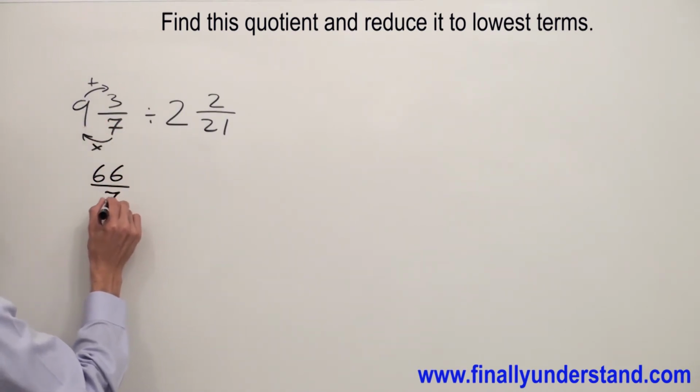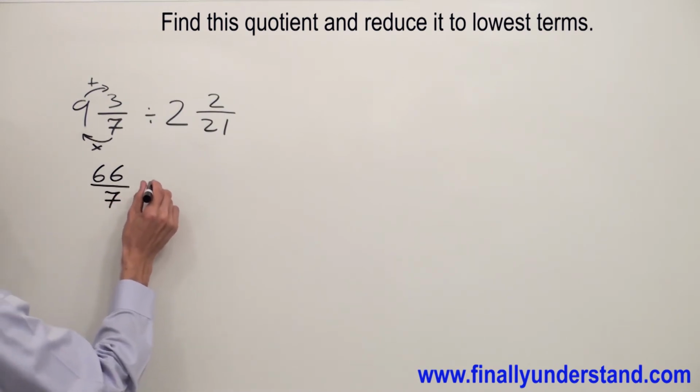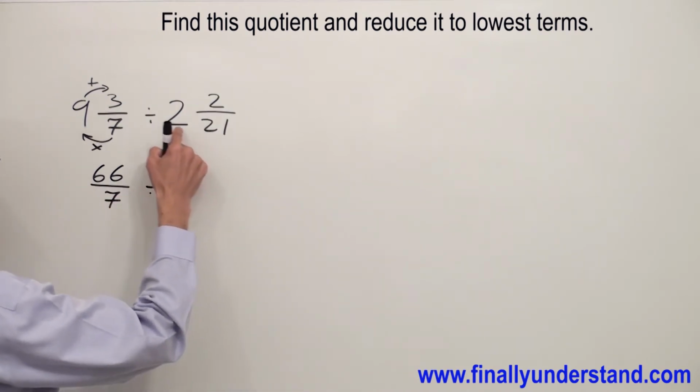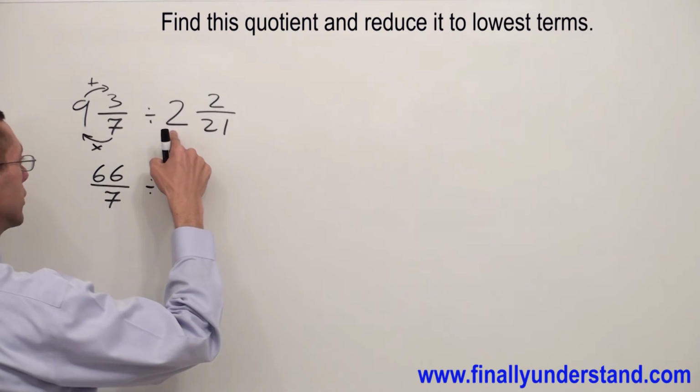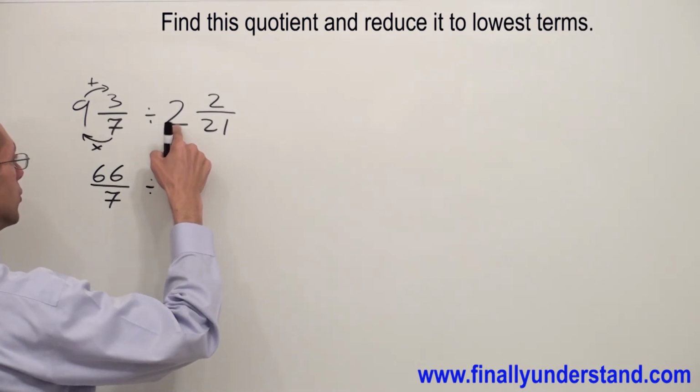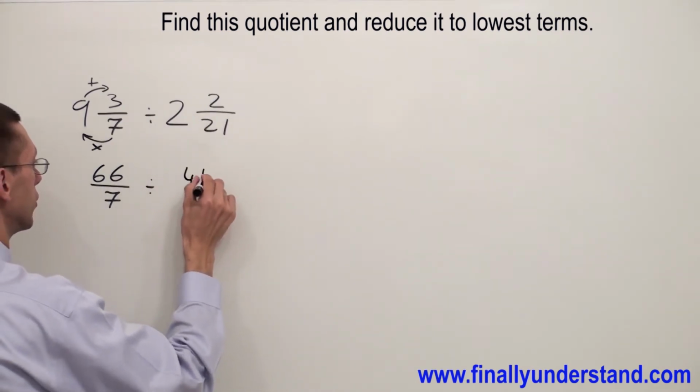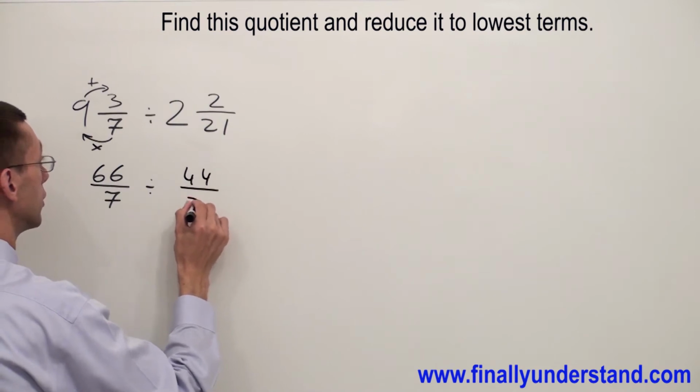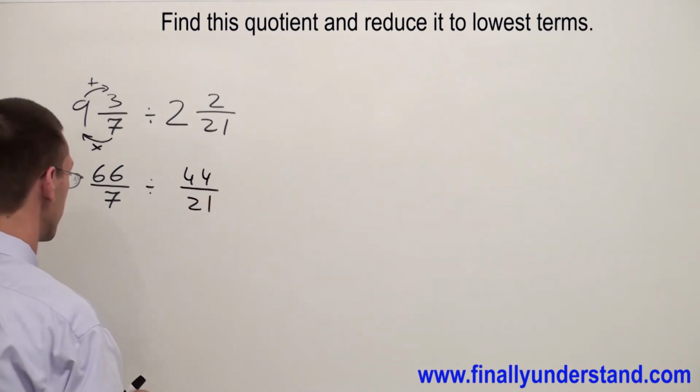66 over 7. Divided by 21 times 2 is 42. Plus 2 is 44 over 21.